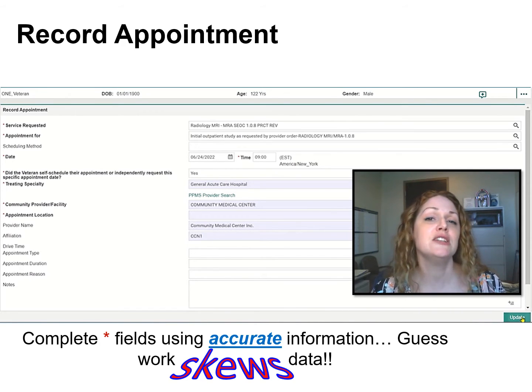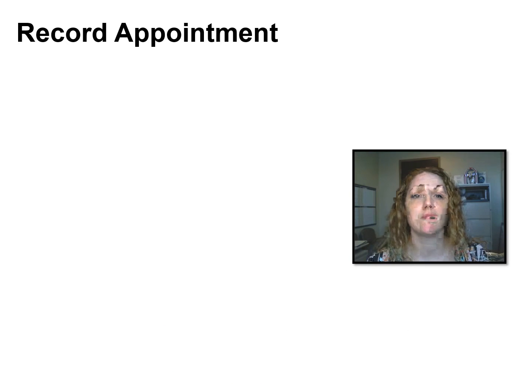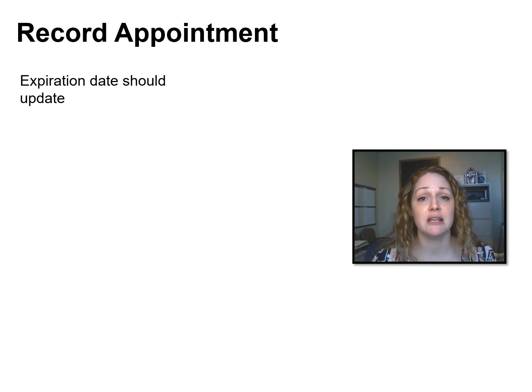And once you have entered all of your accurate data into the system, you're going to want to look for the update button and go ahead and click that. Now once you click that update button, you'll notice that a few things will be updated in HSRM when you're looking at this referral. Your expiration date should update, because your expiration date, which is the end date in your validity dates, will automatically recalculate after the first appointment is made.